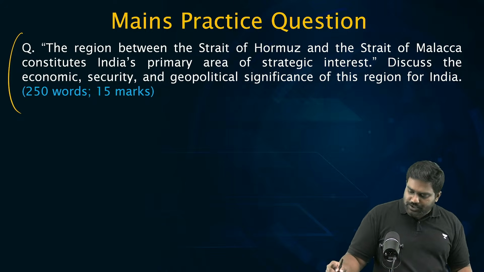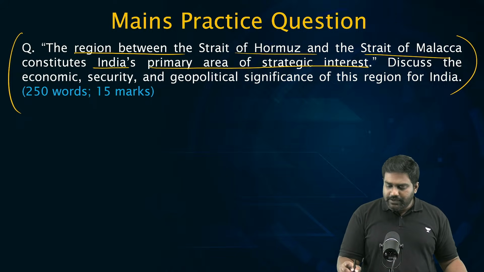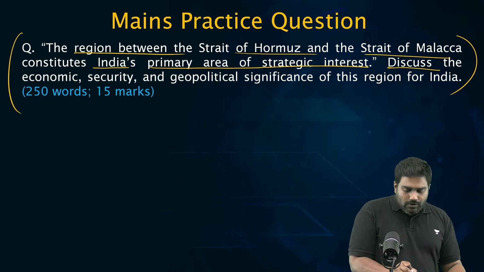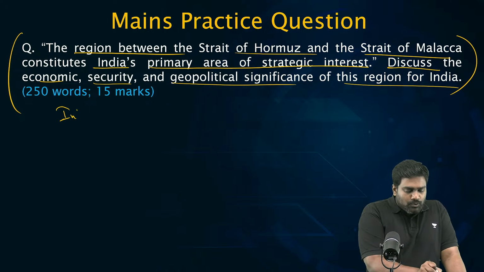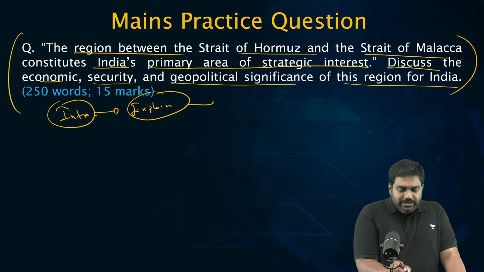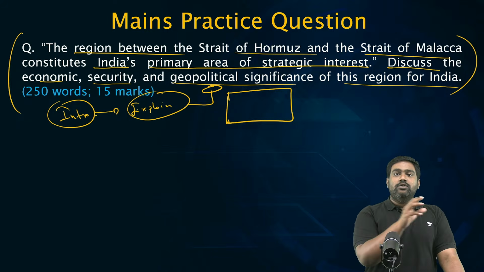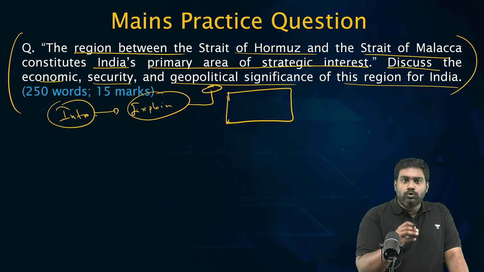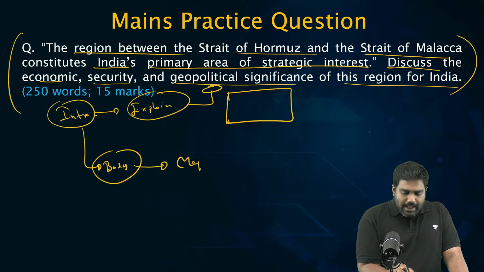Now take up this mains question. The region between Hormuz and Malacca Strait constitutes India's primary area of strategic interest. A direct statement. Discuss the economic, security, geopolitical significance of this region for India. What you can do in the introduction, first explain this. You can point out that India's primary area of interest lies in this region between Hormuz to Malacca, okay, in 1 or 2 lines. In the body, try to draw the map.